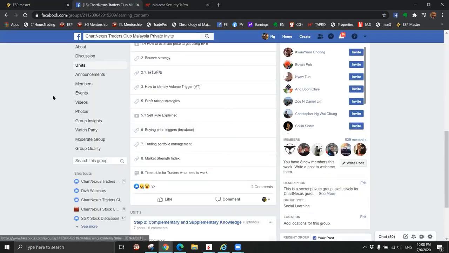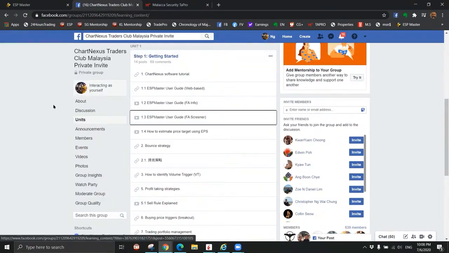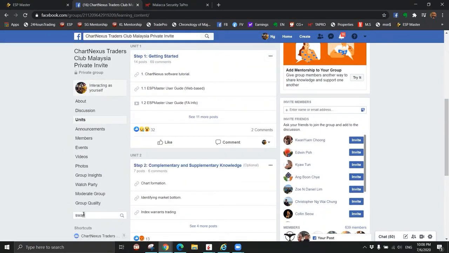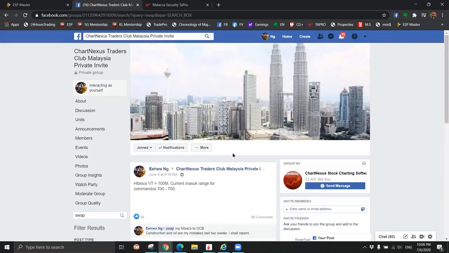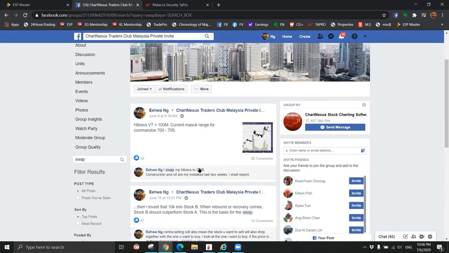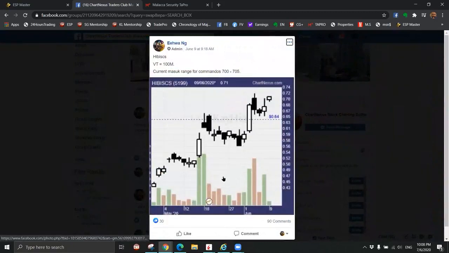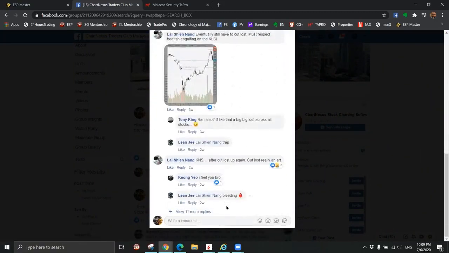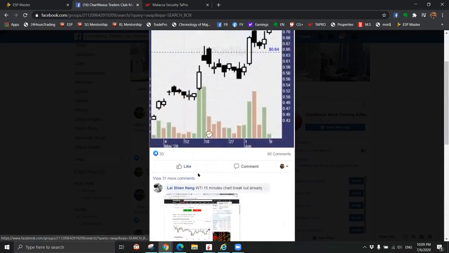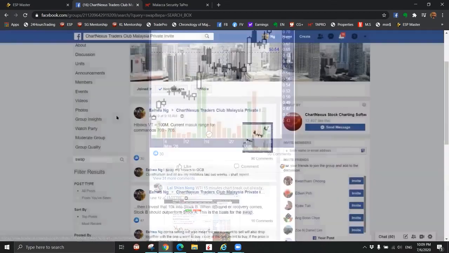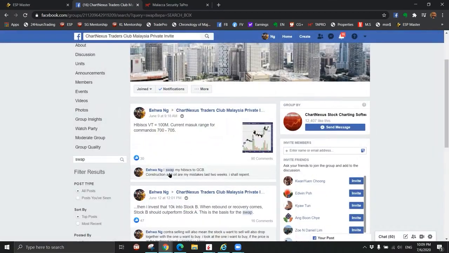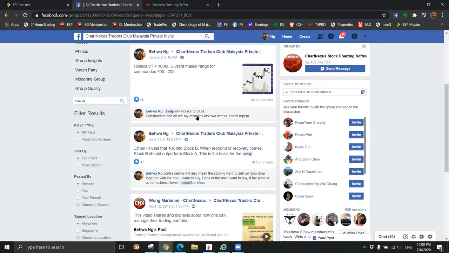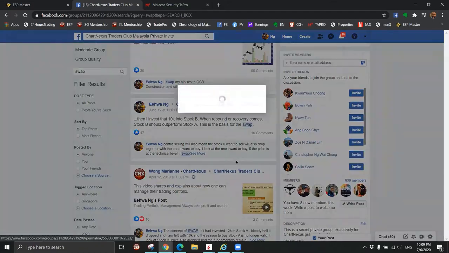Okay, a swap. Those of you who are new, you may not understand what is swap. So let me show you what is swap. There. Okay, swap. Yeah, like that, very hard to see my comment. Let me try again. Swap my Hibiscus to GCB. So swap. What is swap right here?